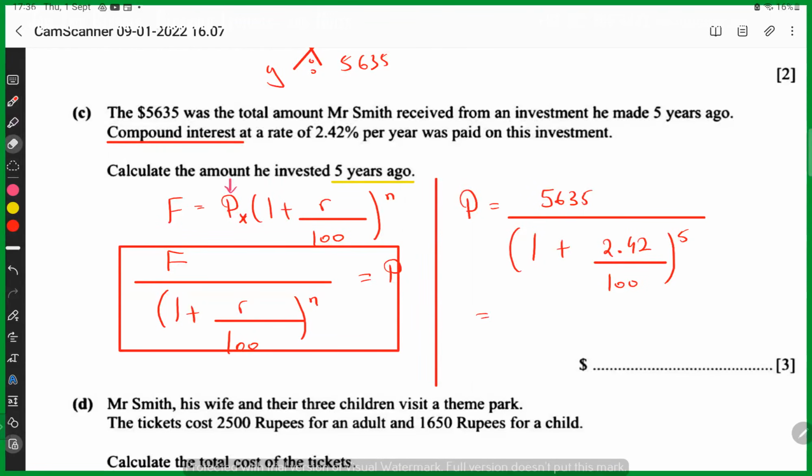Just again on your calculator, the previous answer was basically your denominator. So 5635 divided by the previous answer. Very well done, excellent, you were right, and this is giving us 5,000. So the initial amount was 5,000.0000 something. No need to write that. It's only going to be $5,000. Let me check the answer from the marking scheme as well. Yes, that is right. Very well done.